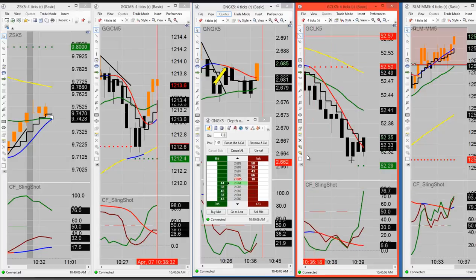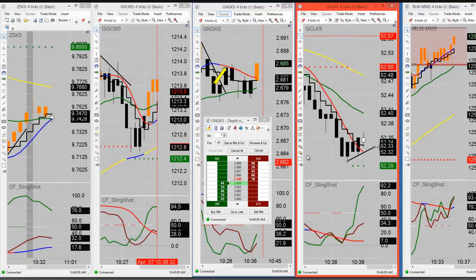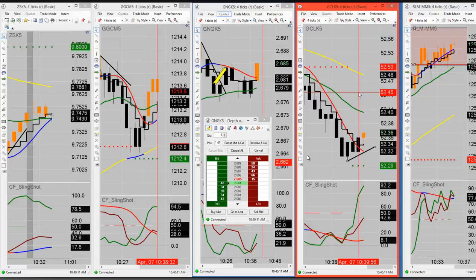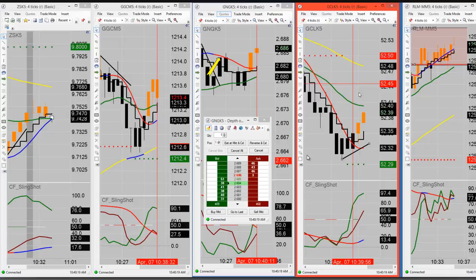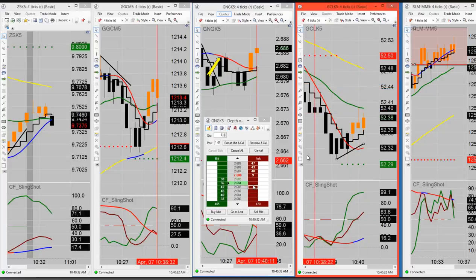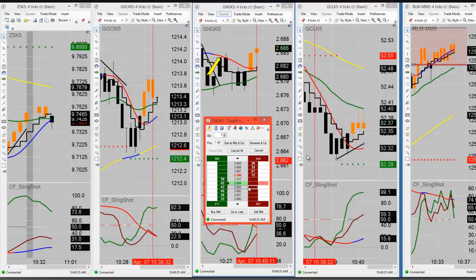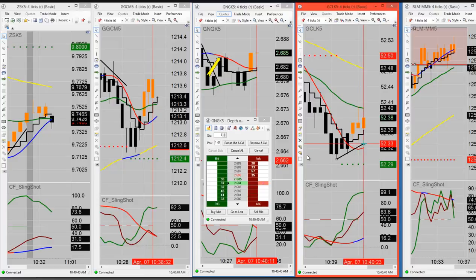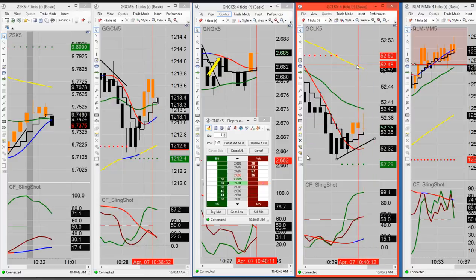All right, on the crude oil, starting to pull back. There's a trend line for that. Okay, on the gas, stop to break even. On the crude, it needs to close below the trend line.